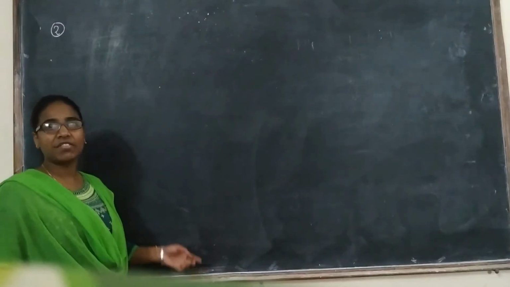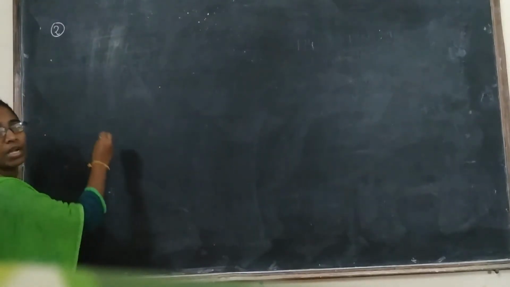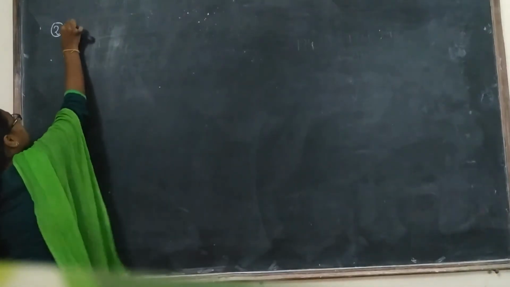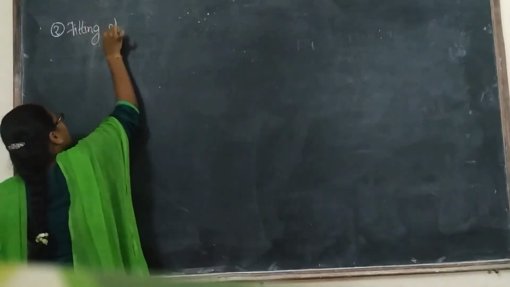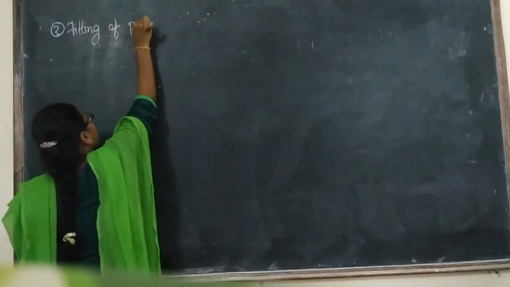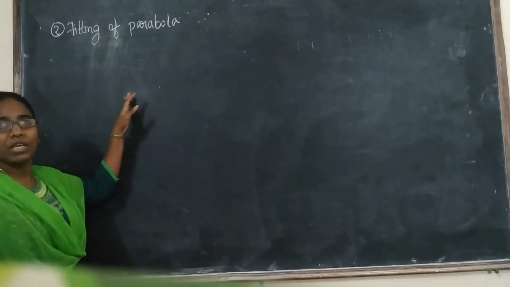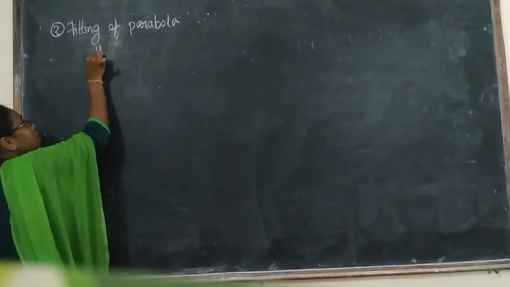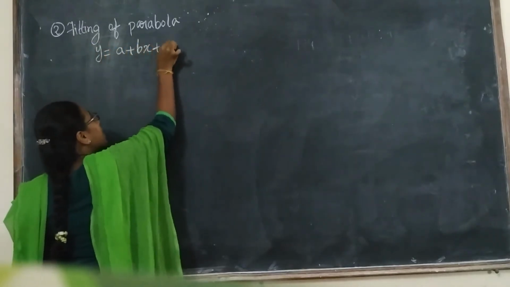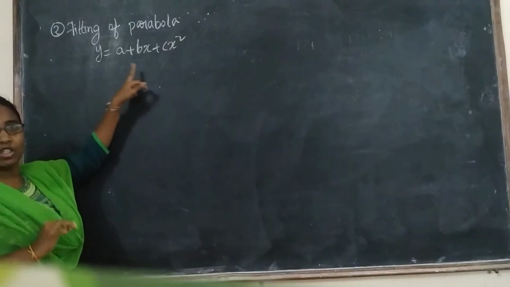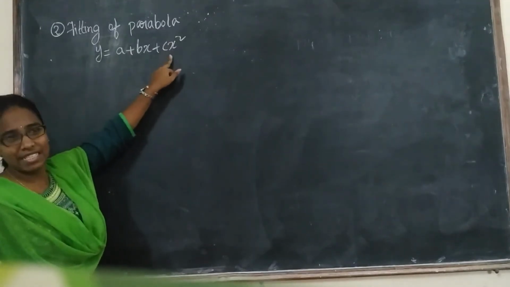So we have seen straight line equation fitting and the problem also. Next we will go to the second curve, that is second degree parabola. Next is fitting of parabola. So what is the parabola equation? Y equals a plus bx plus cx square. So this is the equation of parabola where you will have three constants a, b and c.